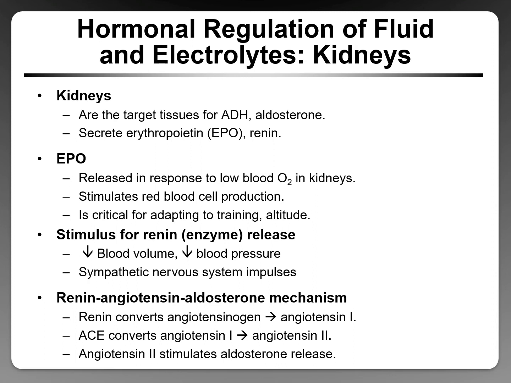Next, let's talk about the kidneys. The kidneys are going to be the target tissues for ADH and aldosterone. Our kidneys also secrete a substance called erythropoietin, or EPO, and renin.